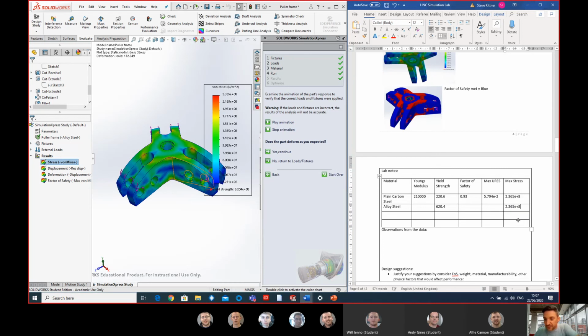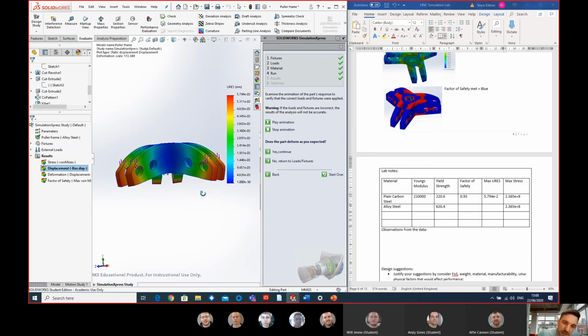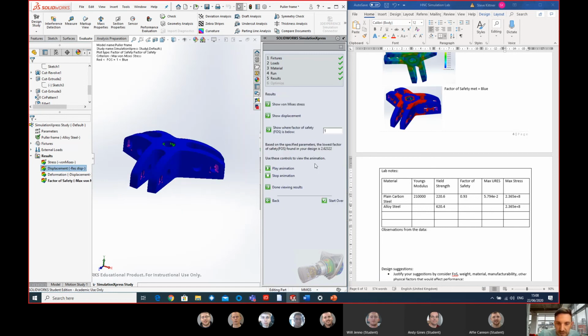Probably why I didn't put that in there before. Let's look at the displacement. This should be different. Displacement's exactly the same. That's strange. I would have expected that to have varied. Let's look at the factor of safety. Okay, factor of safety is now 2.623. So the factor of safety is exactly the same. But isn't that strange that the displacement's exactly the same?